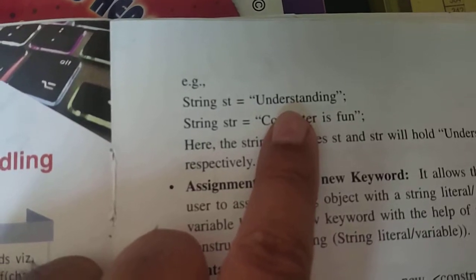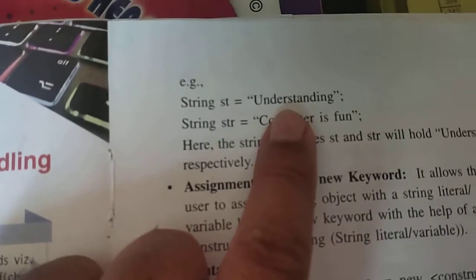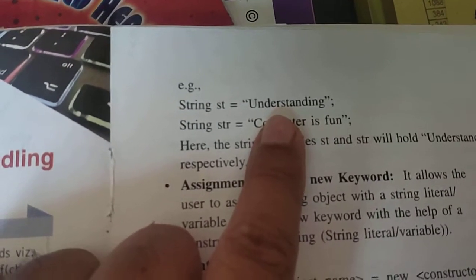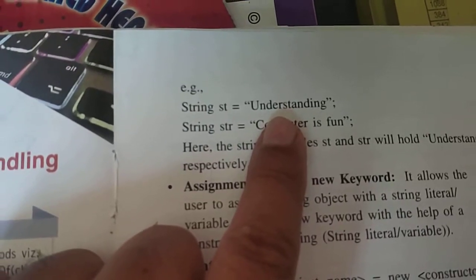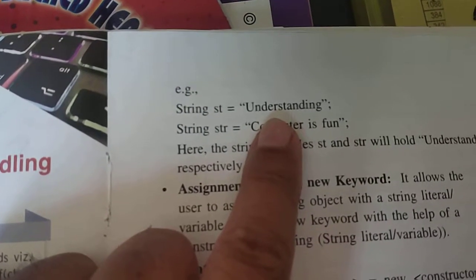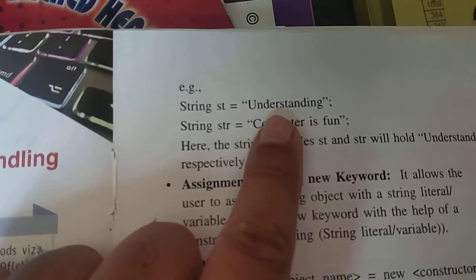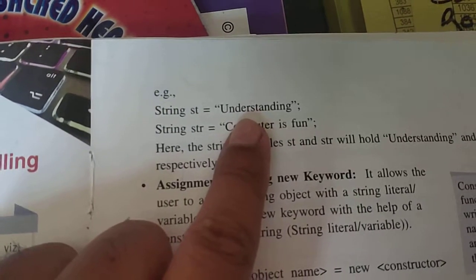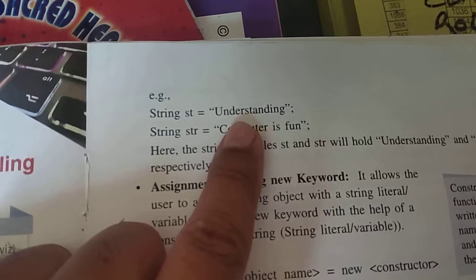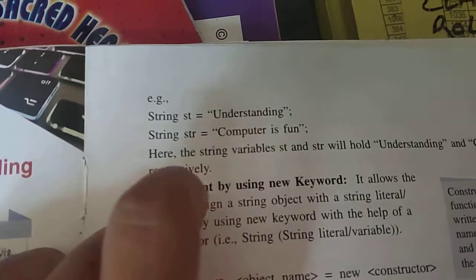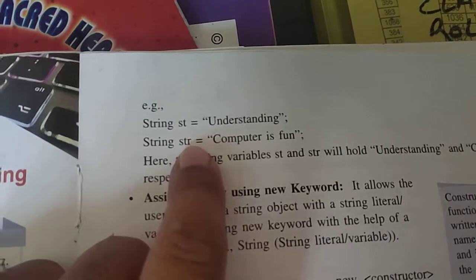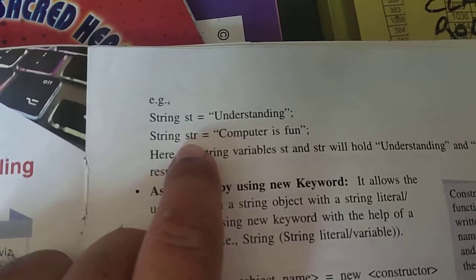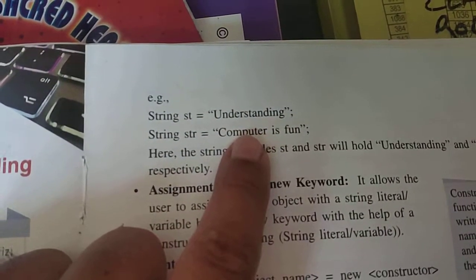Whenever you write any value in double quotes, that will become a string. Even if it is a numeric value, if you write it within double quotes, it will become a string. Like string st is equal to 57 within double quotes, that 57 will be a string, meaning you will not be able to use that 57 as a number, and you cannot perform any calculation over there. Another example is also given: string str, computer is fun. This is another variable str and the value is computer is fun.